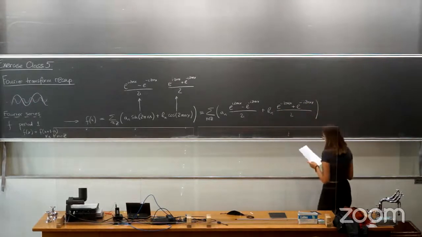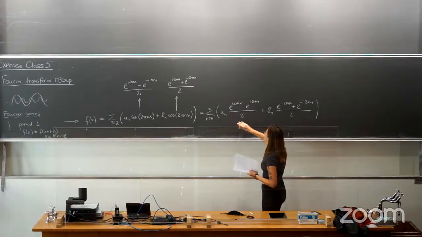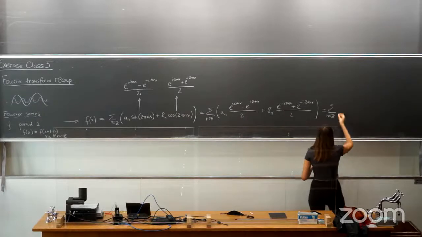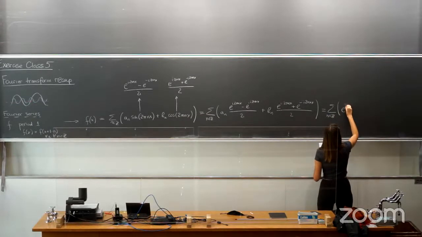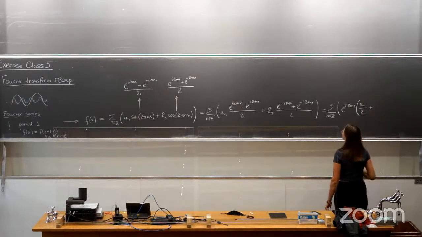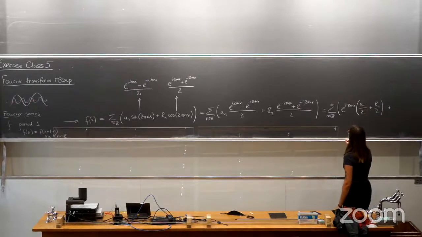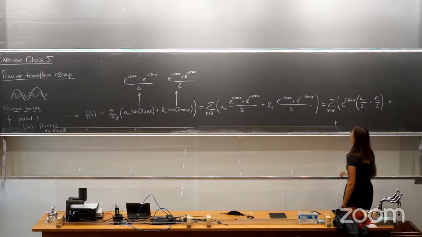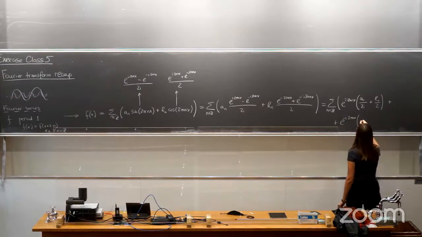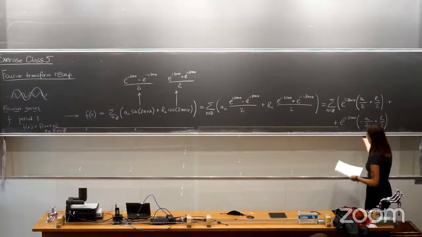Then now let us regroup the terms in this expression. So first we combine the terms in front of e to the power i 2π n x. So what we get here is e to the power i 2π n x, and from the first term we get a_n over 2i, from the second term we get b_n over 2. Then we put together the terms in front of e to the power minus i 2π n x, and what we get is minus a_n over 2i plus b_n over 2.